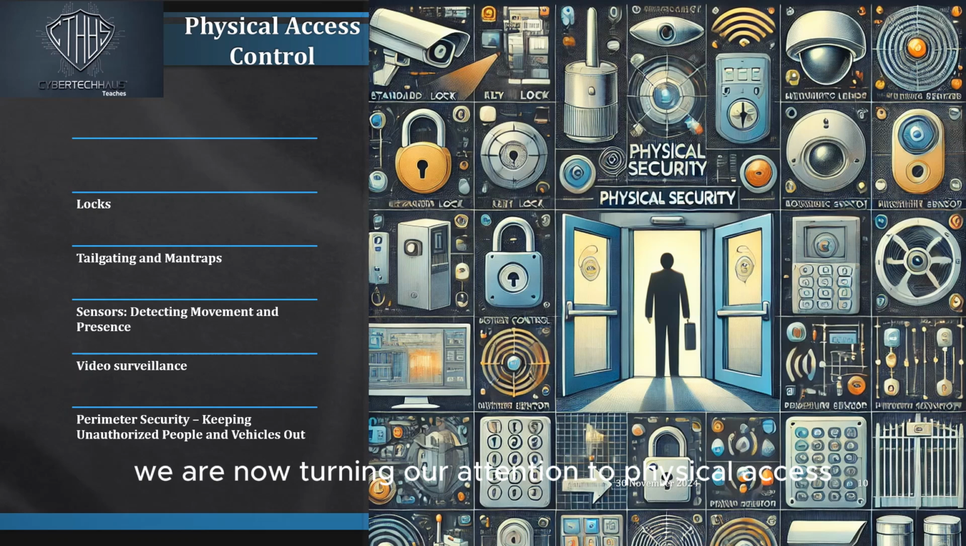We are now turning our attention to physical access control. When discussing physical access control, we focus on protecting a facility's physical space. The goal is to deter, prevent, and detect intrusions before anyone can access secure areas. Let's explore the main methods used in physical security and how they keep facilities safe.